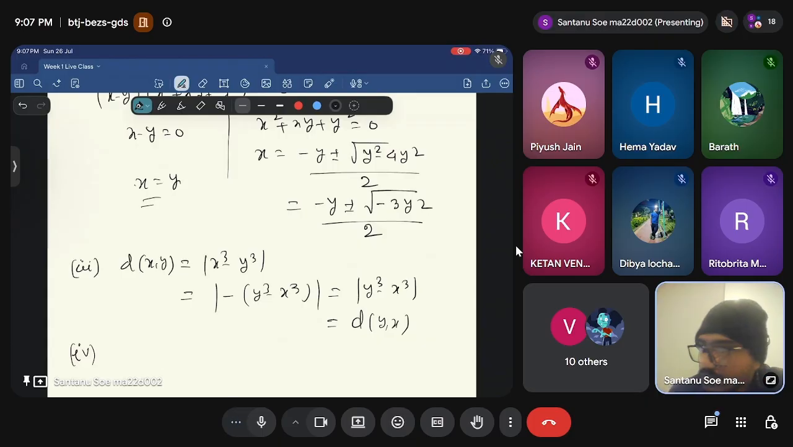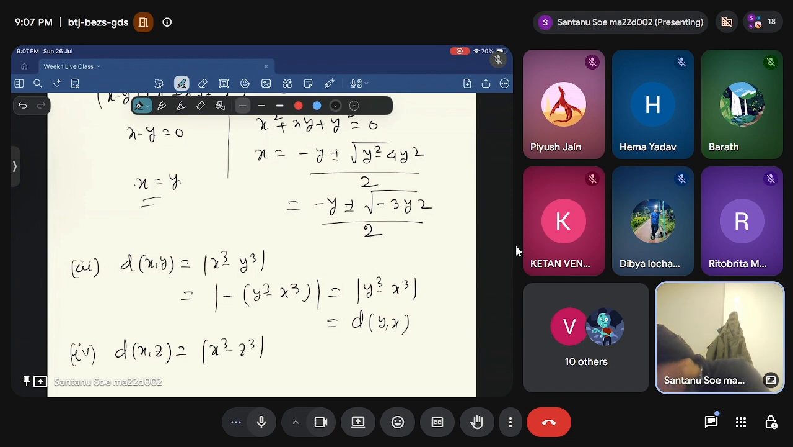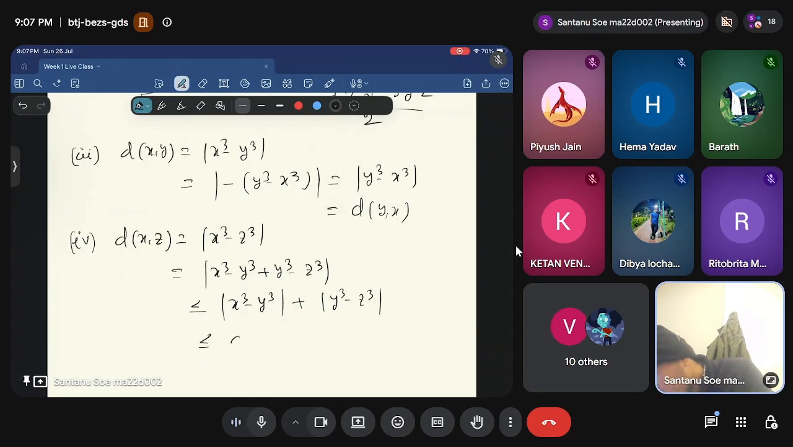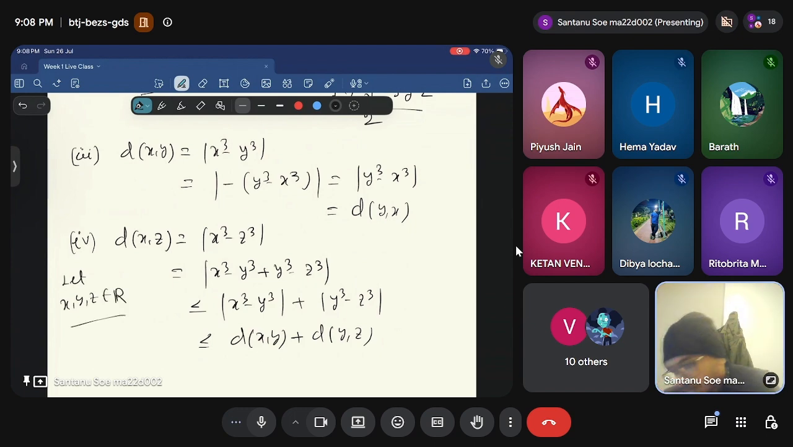The triangle property? Okay, so d of x,z is modulus of x cube minus z cube. This can be written as modulus of x cube minus y cube plus y cube minus z cube. By the triangle inequality of modulus functions, this is less than or equal to d of x,y plus d of y,z, for x,y,z in R. So this verifies the triangle inequality.